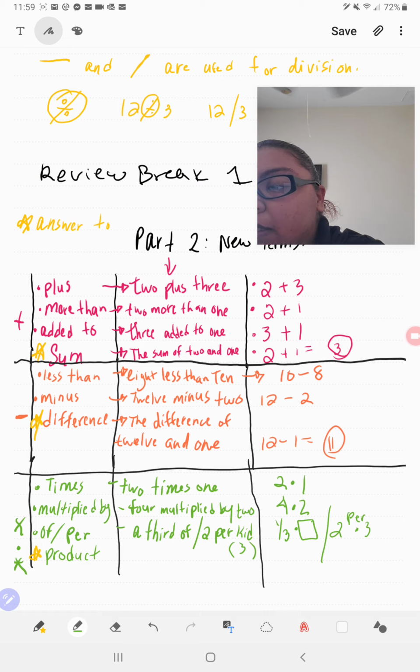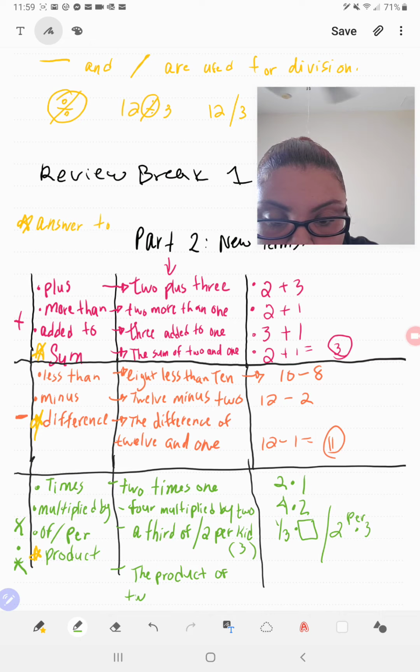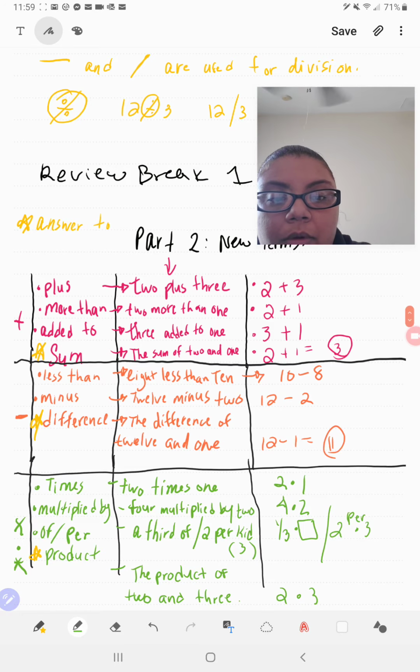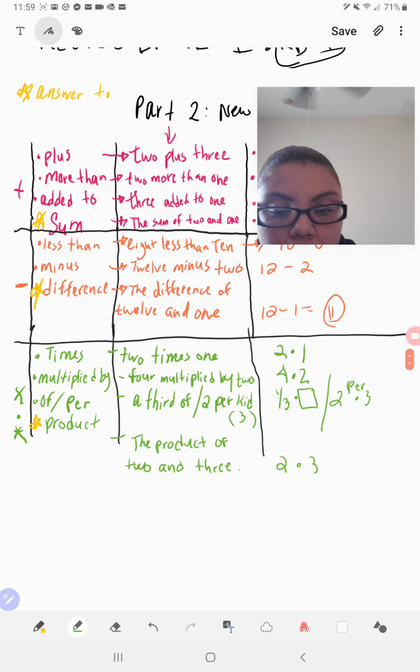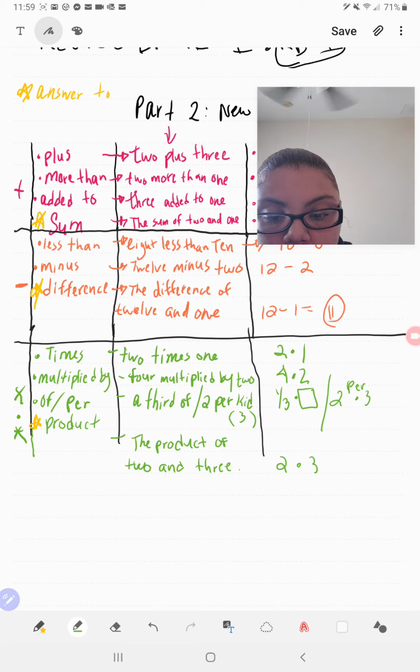And then the last one is product. So the product of 2 and 3. So that'd be 2 times 3. And then that's multiplication. So let's go ahead and add.